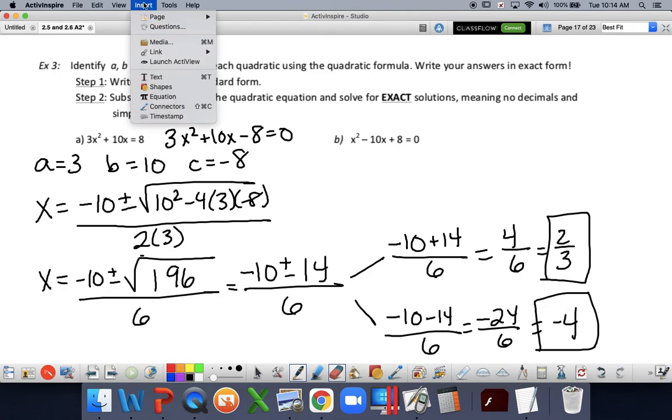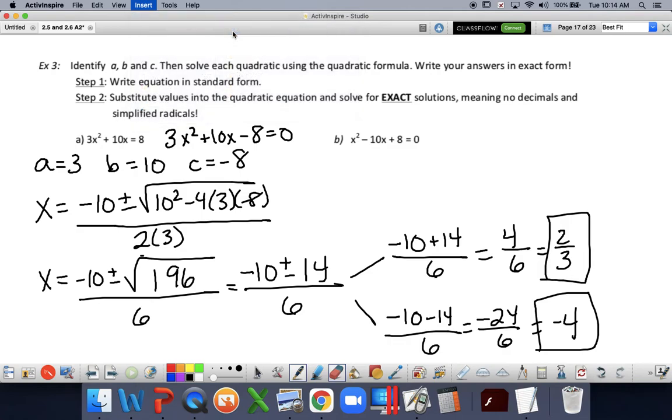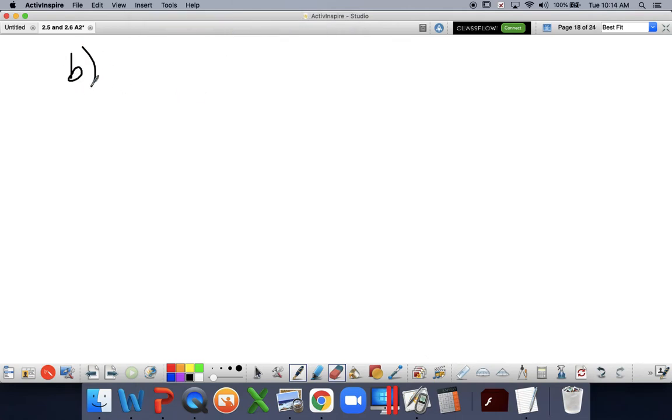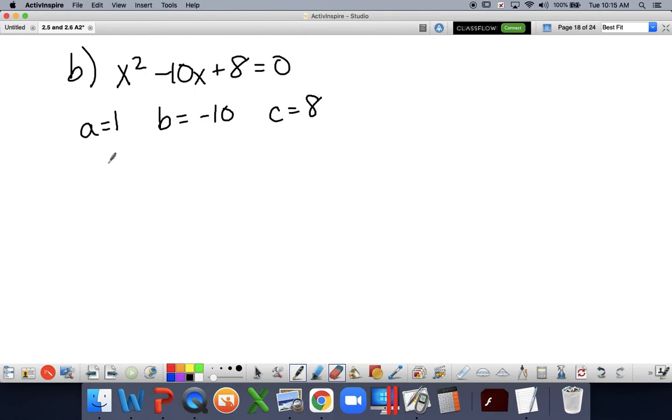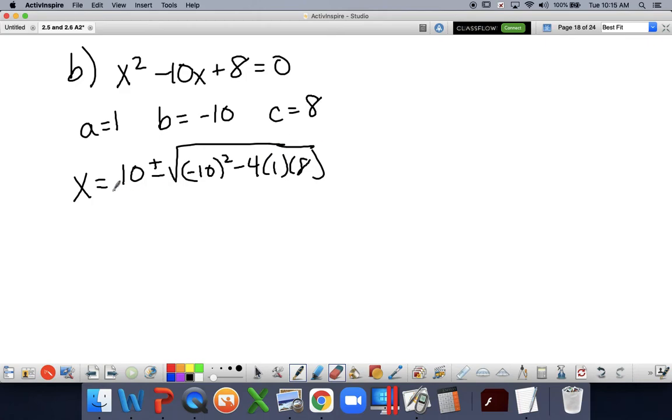Let's go ahead and do our next example. I kind of ran out of room, so I'll write it on another page. I already have it nicely set up, set equal to 0, so I just need to identify my a, my b, and my c. x equals opposite b plus or minus the square root of b squared minus 4ac all over 2a. Now a couple things to note with this one.